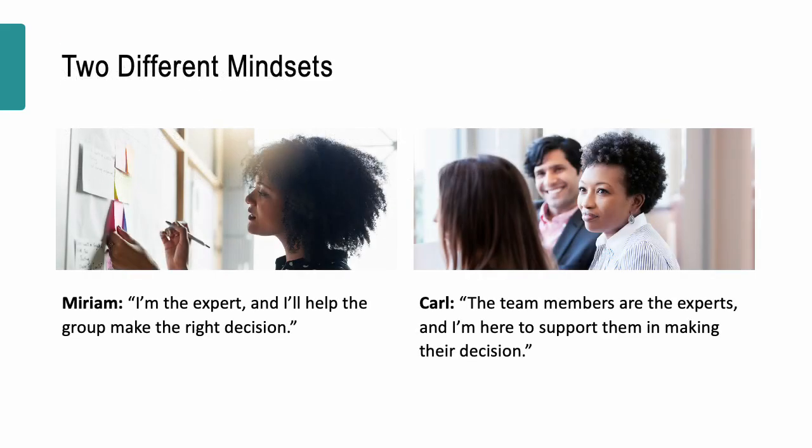Miriam and Carl represent two different mindsets, which align with two different styles of facilitation. Carl, a participatory facilitator, says to himself, "The team members are the experts, and I'm here to support their collective decision-making." Miriam, the directive facilitator, says to herself, "I'm the expert here, and I'm here to guide the group so they can make the right decision." The main difference between the two styles lies in who makes decisions on behalf of the group, the team members or the facilitator.